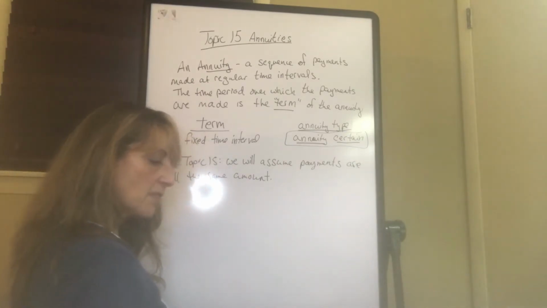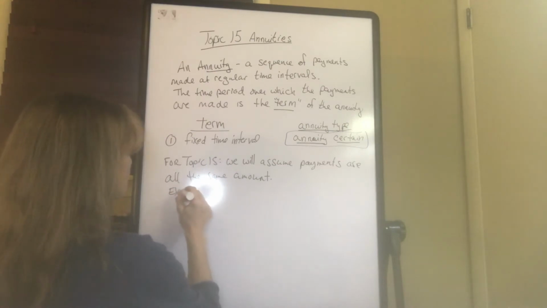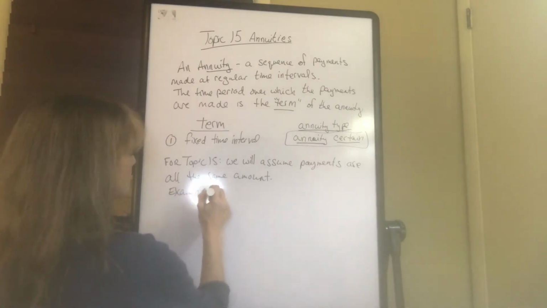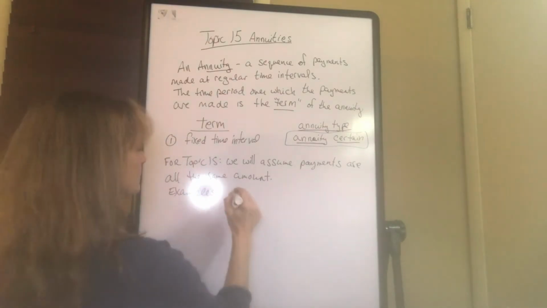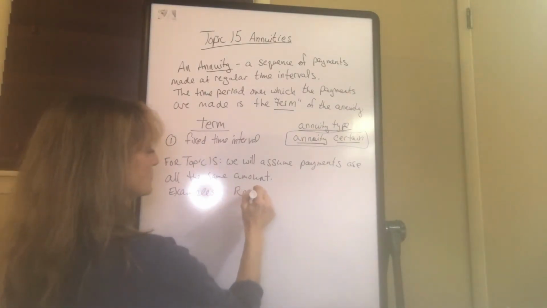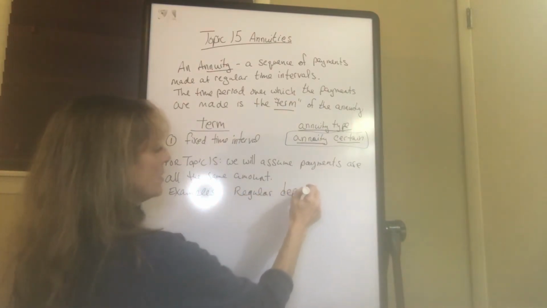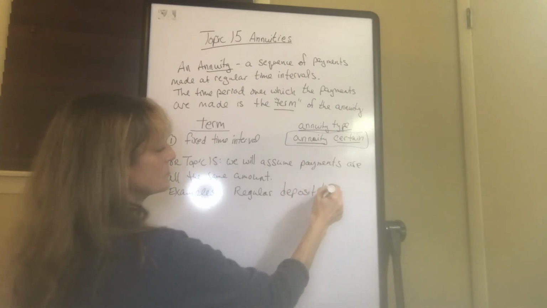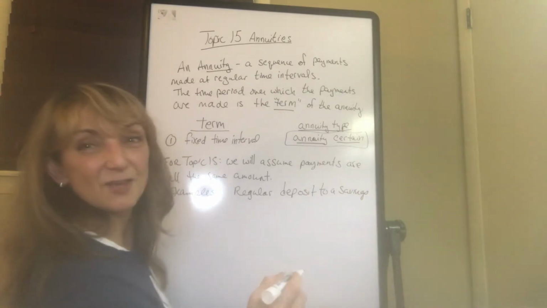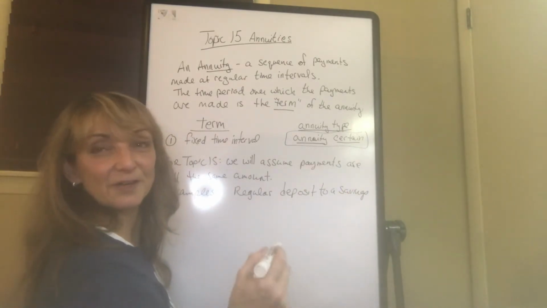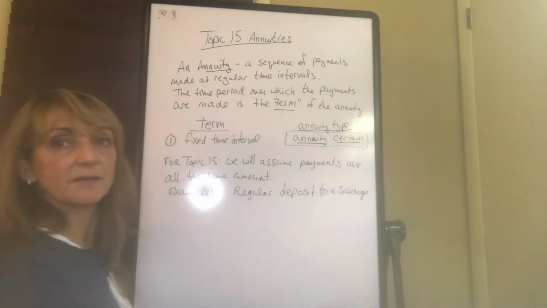Okay, let's talk about some examples of annuities. A regular deposit to a savings account. You might say, wait a second, I thought an annuity was this thing you go and see a financial advisor about and get all set up with. And that's true. Most people will refer to things in that way.